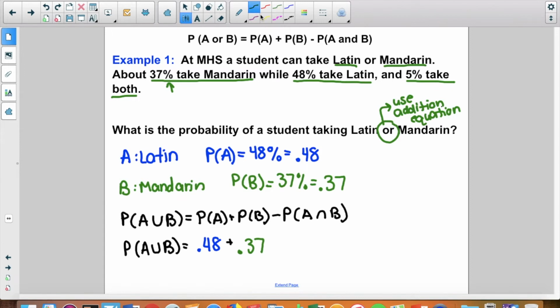And now lastly, we're going to find the probability of A and B. They say that it's 5%, but we don't like it written as a percent, so we change it to a decimal, which is 0.05. So minus 0.05. Now we're going to type all of that into our calculator.